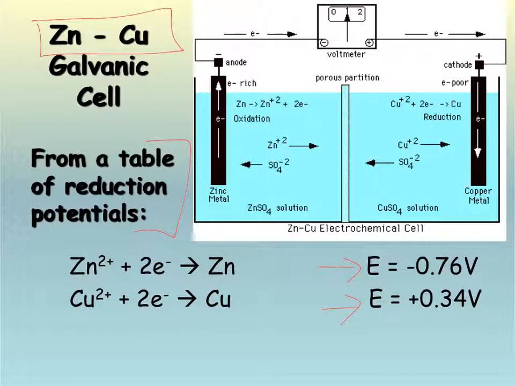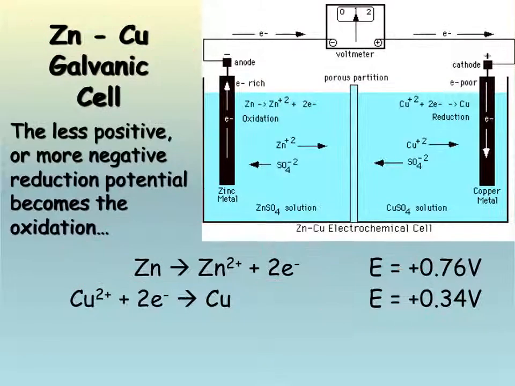Because copper has the more positive value, we know this is going to be our reduction. Therefore, zinc is going to be our oxidation. So we need to flip the equation to make it oxidation, and we need to change the sign of our reduction potential for zinc. Now that we have our zinc flipped and the sign flipped, we can go on to determining our Ecell. Basically you're just going to add these values up.